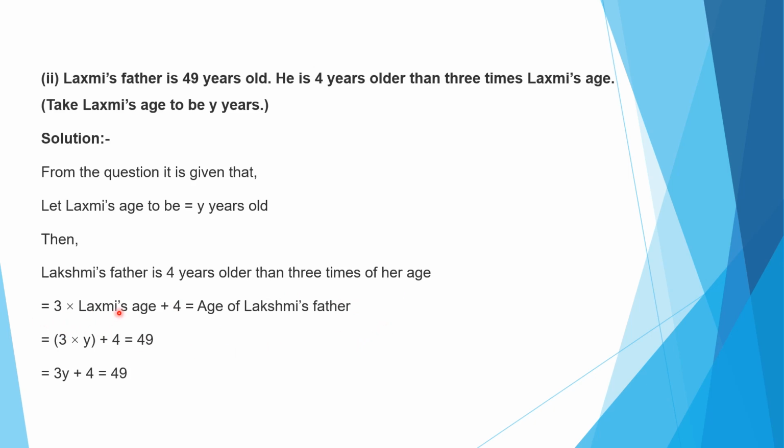3 into Lakshmi's age is 3y. That we have to write here. Plus 4. And what is the age of Lakshmi's father? That is 49. That's why it will become 49 here. So 3 into y is 3y plus 4 is equal to 49. I hope this one is clear.